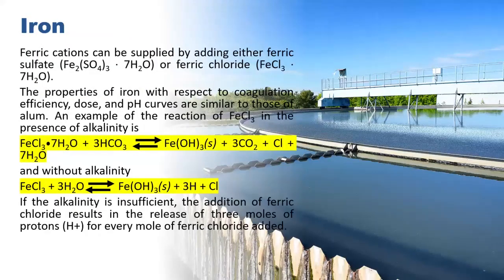Ferric cations can be supplied by adding either ferric sulfate or ferric chloride. The properties of iron with respect to coagulation, efficiency, dose, and pH curves are similar to those of alum. An example of the reaction of ferric chloride in the presence of alkalinity is shown below, and without alkalinity is shown below. If the alkalinity is insufficient, the addition of ferric chloride results in the release of 3 moles of protons for every mole of ferric chloride added.